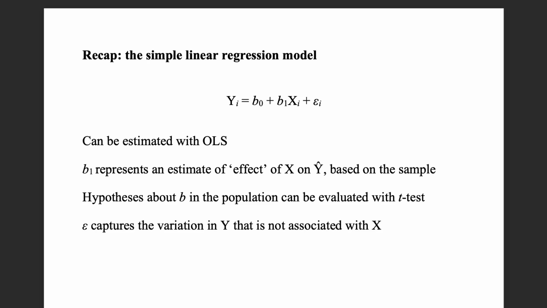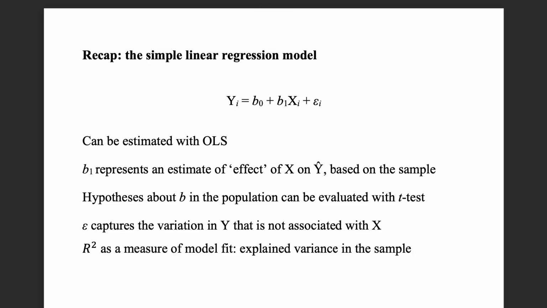And we can even see, if we think about the total variation that we start out with in our dependent variable, so the variance that we have, how much of that is being explained by the independent variable that we included in the model. And this is where the R-square value, the coefficient of determination, comes in as a measure of goodness of fit of our model, because R-square is the proportion of explained variance in our sample.